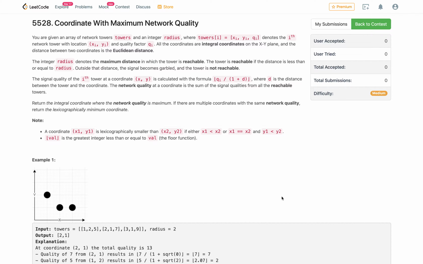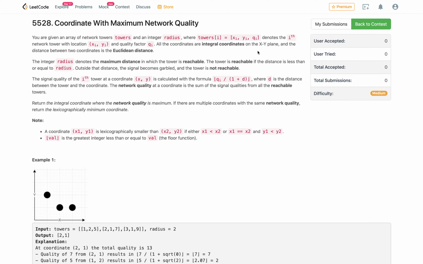Today in this video we will be solving the weekly contest 37 problem number 2, coordinate with maximum network quality. In this problem we are given coordinates in the form of towers[i], where towers[i] has xi, yi, which represent the coordinate in the xy plane, and qi is the quality of that tower. So this is one tower, another tower in this image like this, and qi is the quality of that tower, the signal that the tower will spread across the region.